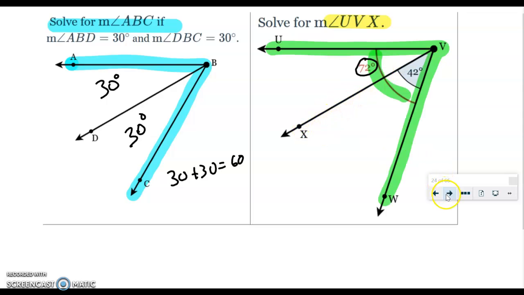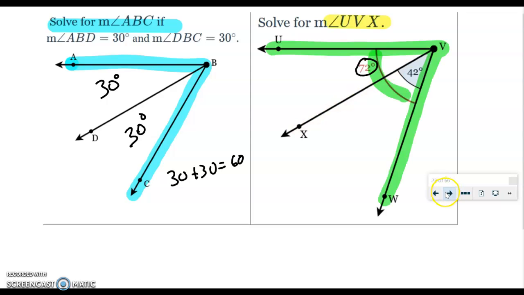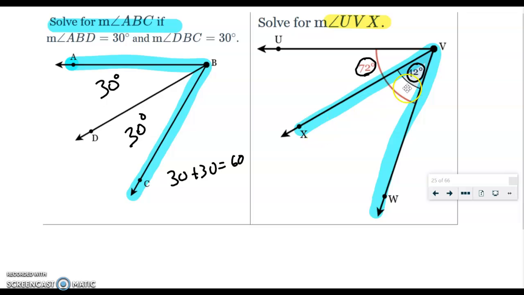Well, they tell us that the big angle, UVW, is 72. And you could tell that, I'm going to go back here, with this marking coming across through here. See how it doesn't stop right here? It goes all the way over. So the whole angle here is 72. This whole amount right here is 72 degrees. So we know that's 72. And then we know that this angle here, XVW, is 42. All right? And we're looking for this angle.